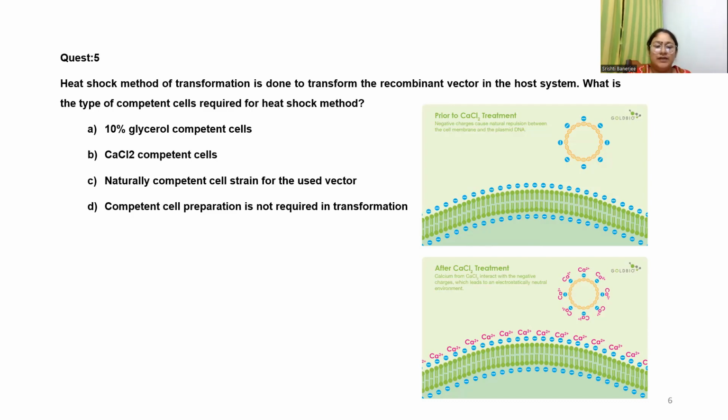Have you performed it by hand? Like, have you performed transformation experiments? Any one of you? No. You will, I guess, in your future. You'll see that you need to prepare your competent cells, and then you'll be heat shocking them. Then you put the DNA and the calcium chloride. So these things will happen.